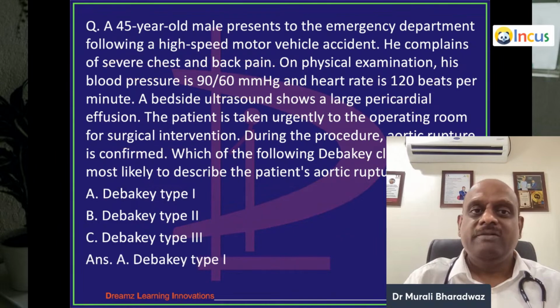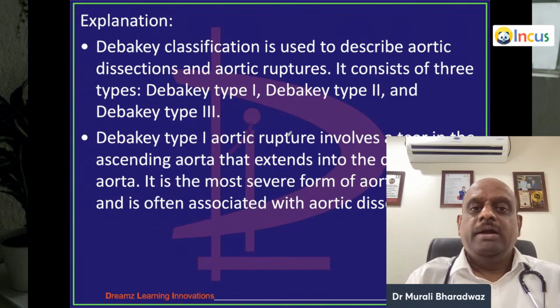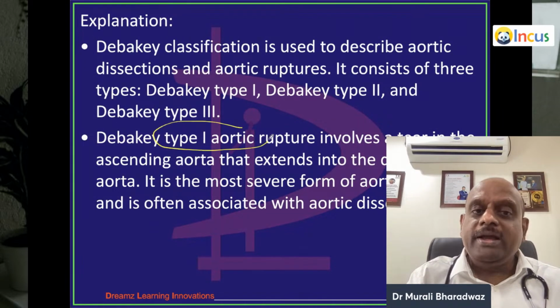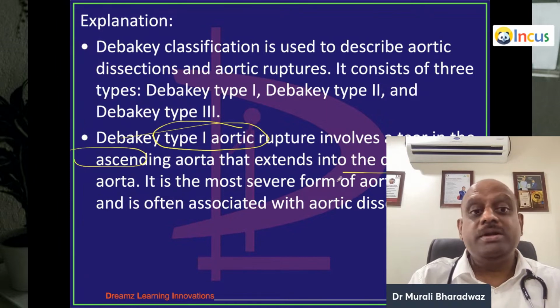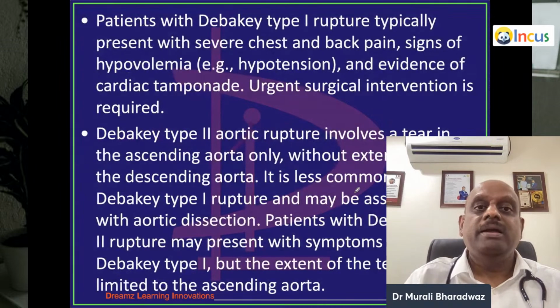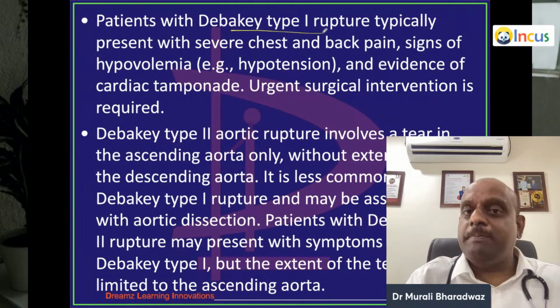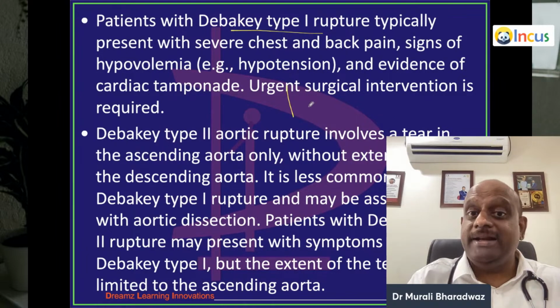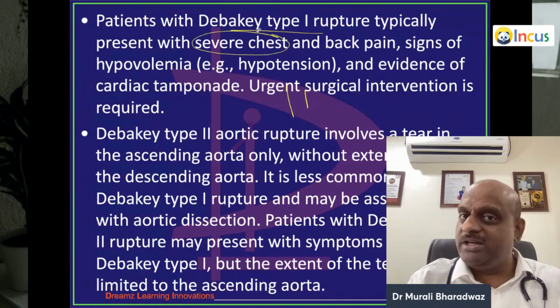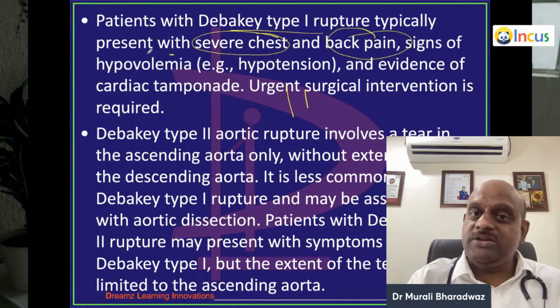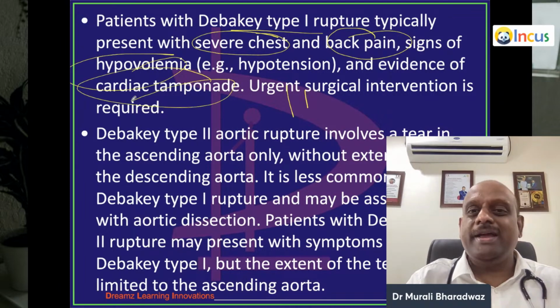Just before now, we discussed it. So you should remember, DeBakey type 1 aortic rupture involves the ascending aorta, and that extends into the descending aorta. It is the most severe form. So type 1 rupture patients who have ascending aortic involvement have severe chest pain, back pain, signs of hypovolemia, evidence of cardiac tamponade, and they require urgent surgical intervention.